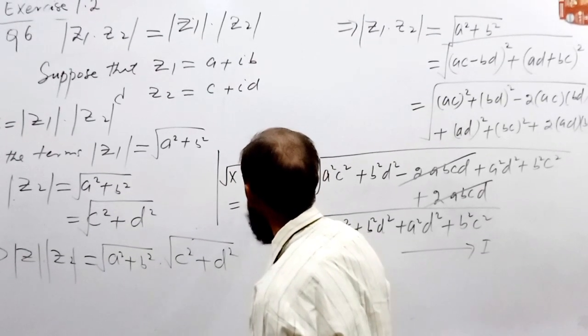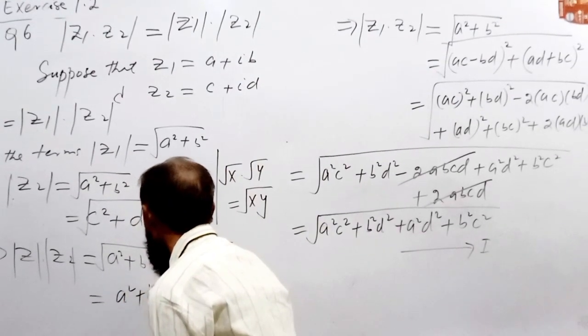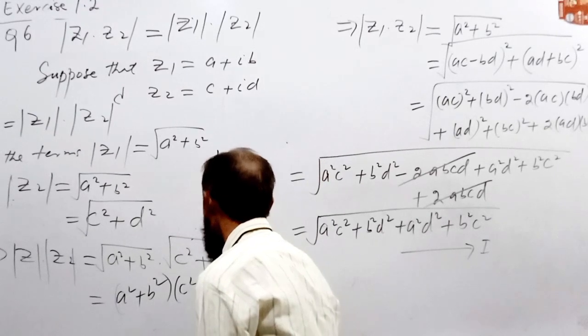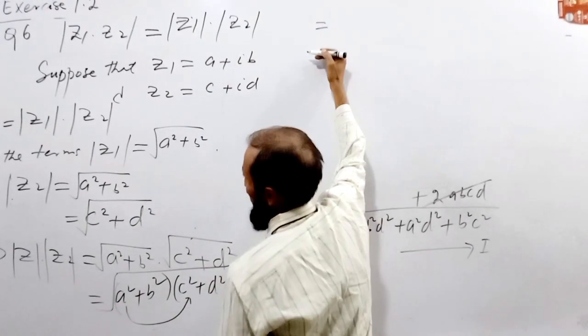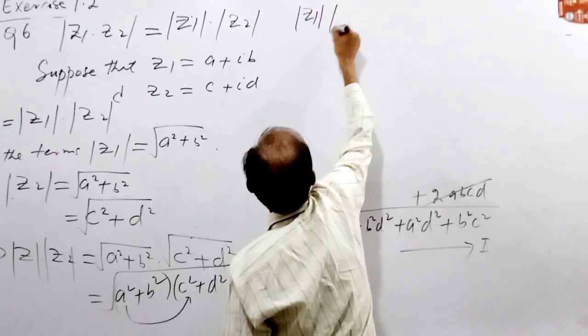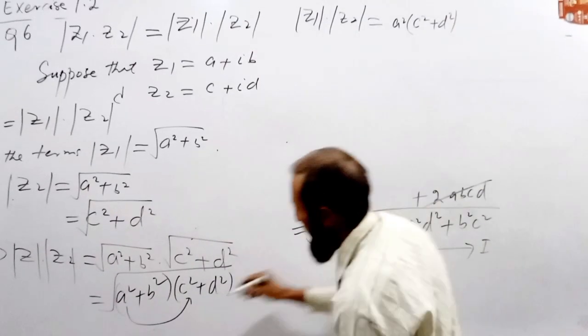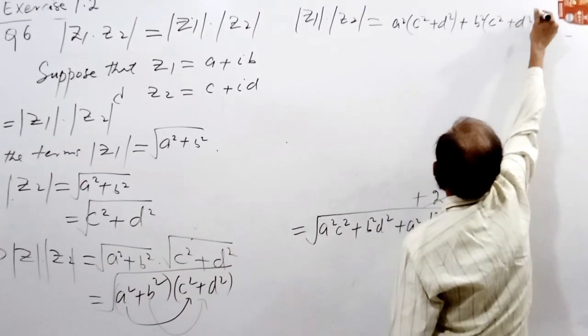According to the square root property, if two terms are multiplied, for example x and y, we can write them in one square root. Similarly, here both terms are multiplied to each other, so we can write in one square root a square plus b square into c square plus d square. Now we simplify. A square is multiplied to both terms, a square c square plus d square. Similarly, we multiply b square to both terms, plus b square c square plus d square, under the square root.